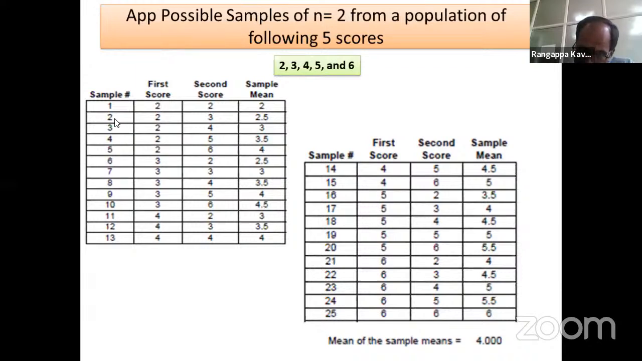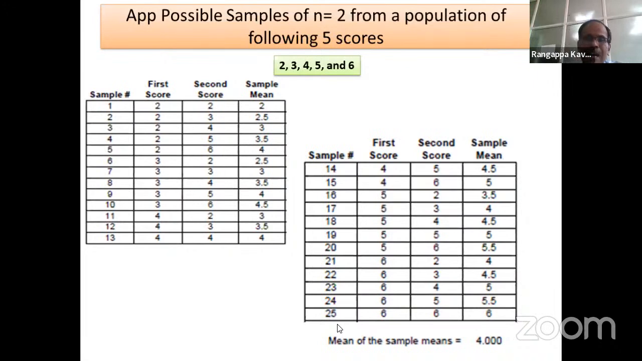See, in the second sample, one time you may select 2, another time you may select 3. And in the 10th, one time 3 is selected, another time 6 is selected. Here in the 19th, one time 5 was selected, another time 5 was selected. Like that, from the same population of 5, we have selected 25 different samples and 25 different sample means.